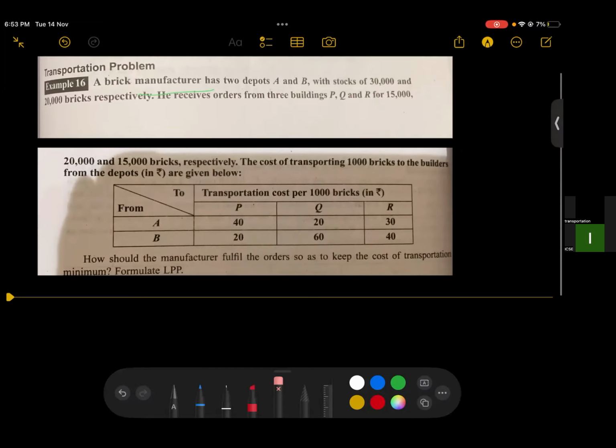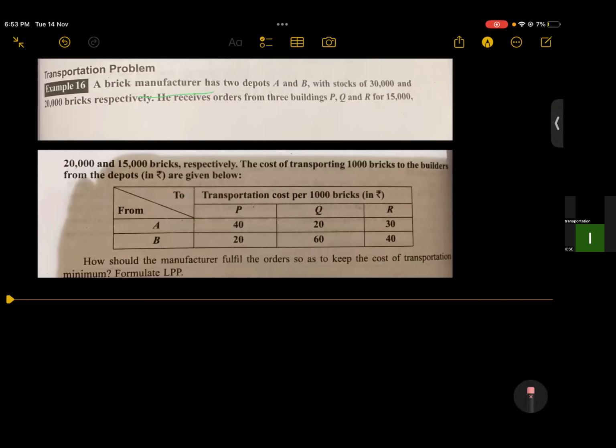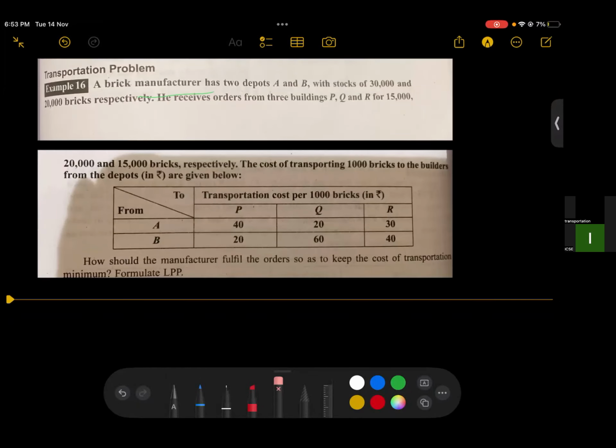This comes in the section C of the ISC board paper. It's a very important type of problem. So, start reading the problem with me and we'll make the required notes.